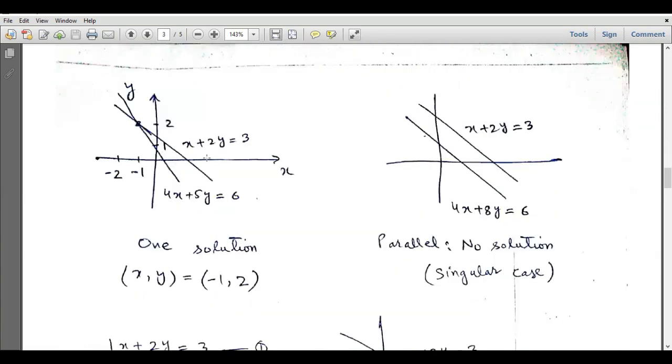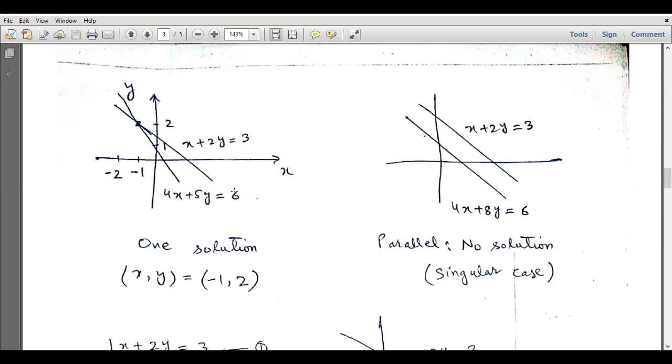So this is one straight line, x plus 2y is equal to 3, and this is the second straight line, 4x plus 5y is equal to 6. And the solution of these two equations will correspond to the point of intersection of these two lines. So this is the point of intersection, and it is actually -1, 2, x equal to -1 and y is equal to 2. So this point is actually the solution of these two equations.